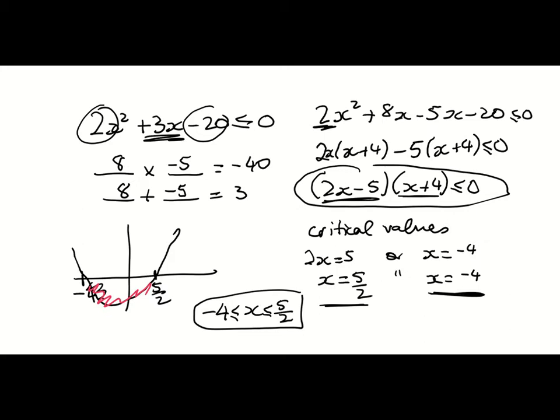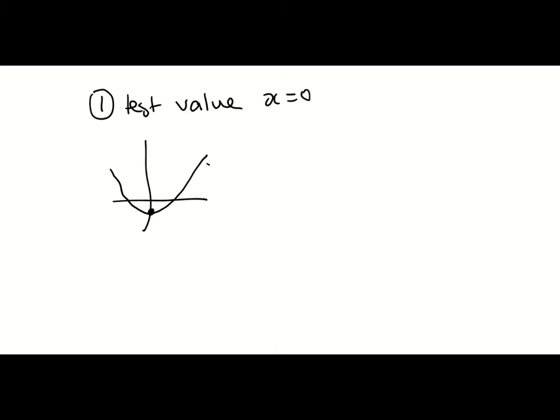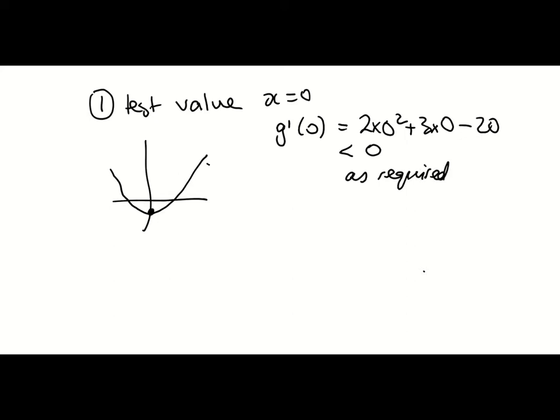But it's good to check that we've got that right, and there are a couple of ways to do this, and they required this in the schedule for that year, so make sure you don't forget this step. Okay, so several ways to check. The first way is we can test a value. Now we've already done it, it's kind of overkill, but we can put in x equals 0 and check that we get a negative gradient there. So g dash of 0 is equal to 2 times 0 squared plus 3 times 0 minus 20, which is less than 0 as required. So we do want 0 to be in that range.